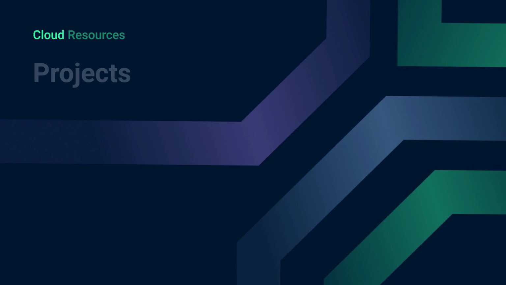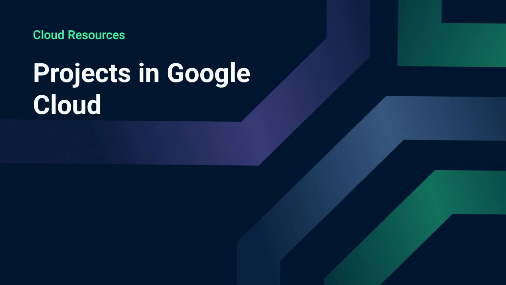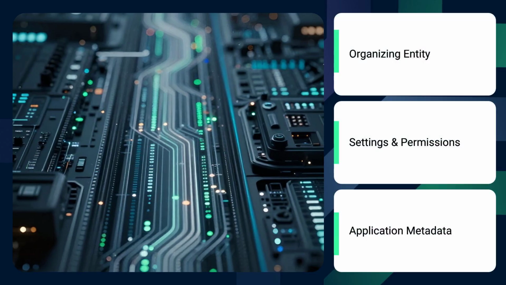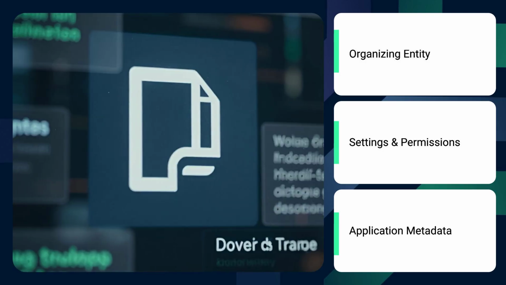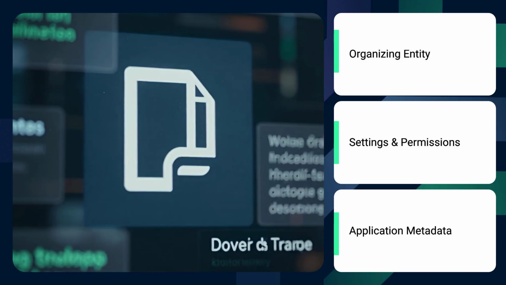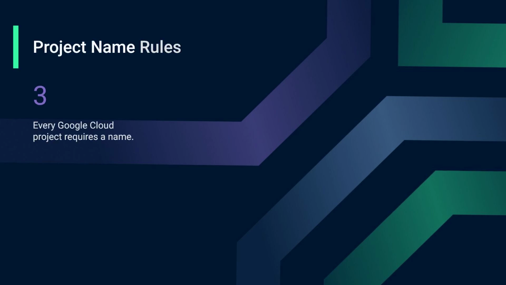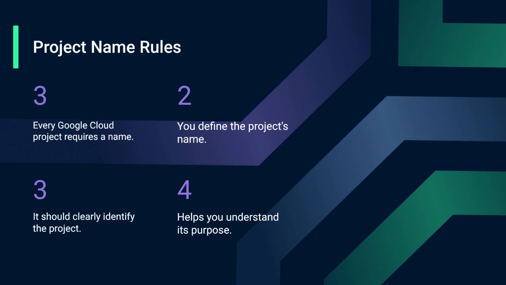There's also the concept of projects in Google Cloud. So any cloud resource you allocate must belong to a project. A project is an organizing entity for everything you can build. It's made up of settings, permissions, and metadata that describes your applications. Each Google Cloud project must have a project name. You can provide your project name. It should be something that kind of lets you know what that project is.